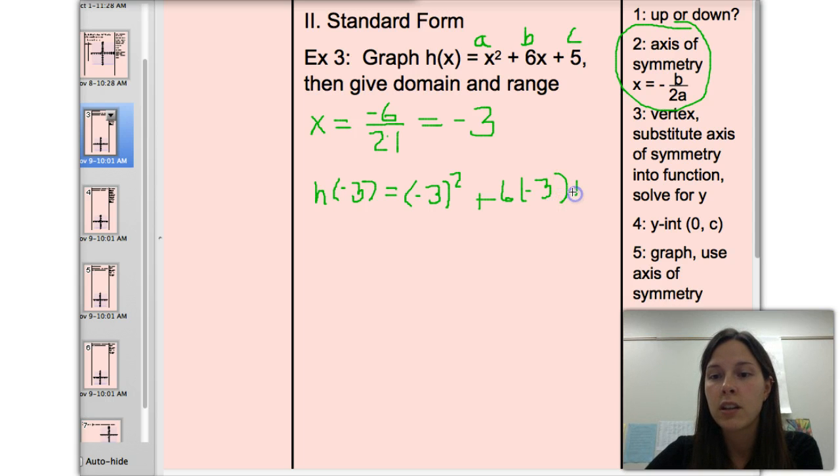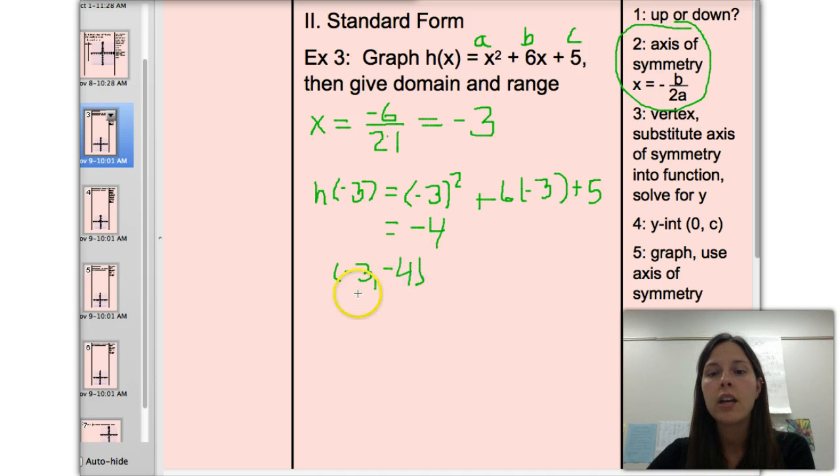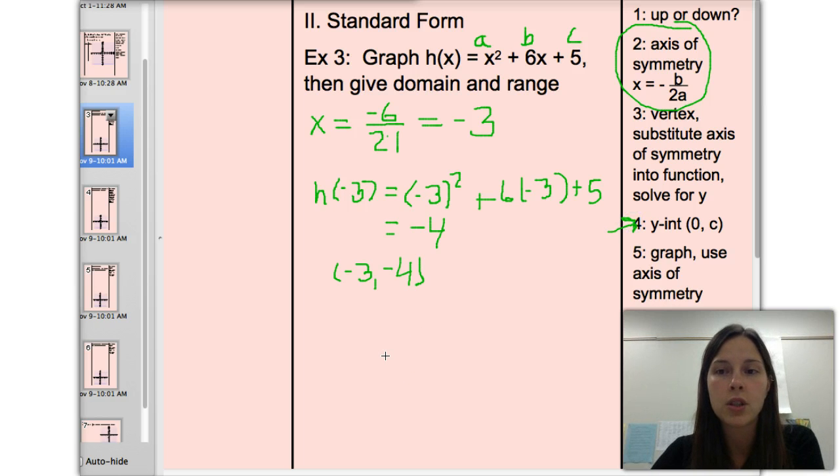Alright, I finally have it substituted in, and when you evaluate all of this, you get, let's see, negative 4. So the coordinate for our vertex is negative 3, negative 4. Alright, you can at this point create a t-chart if you would like to, and evaluate this the same way that you do vertex form. Another option is looking at step 4 over here, finding the y-intercept, which is substituting 0 for x, and then when you graph, you can flip that point across the axis of symmetry.